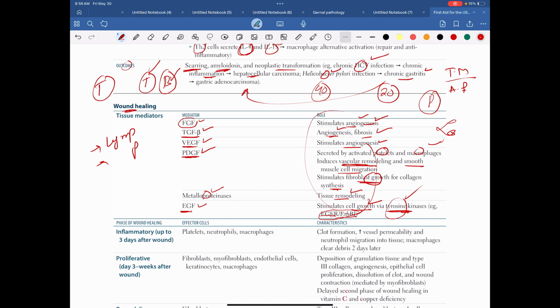So these are the important topics for today. Please try to revise these topics from First Aid very well, and try to learn these things by heart. Don't try to memorize everything, because these are conceptual things which you guys have to understand very well.